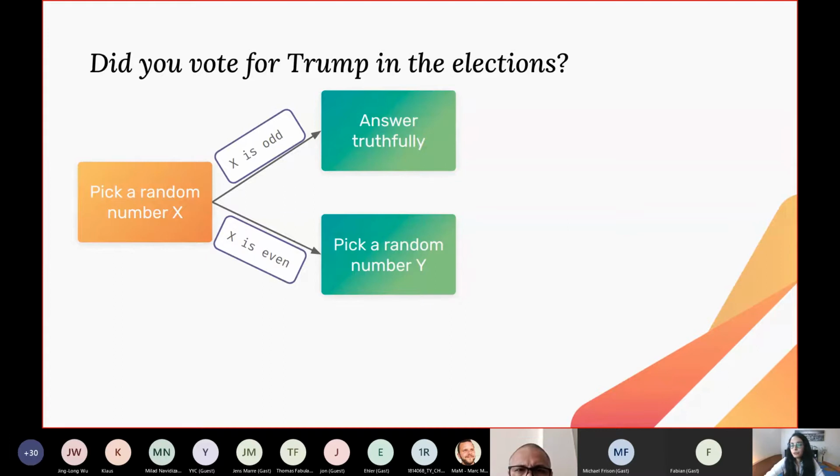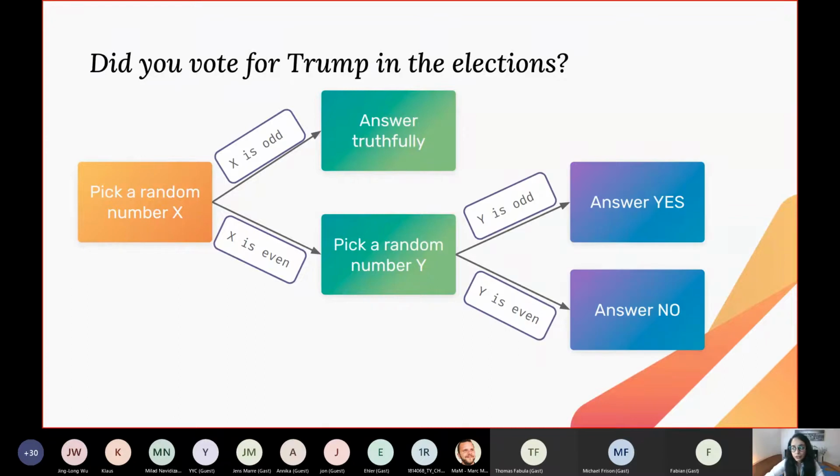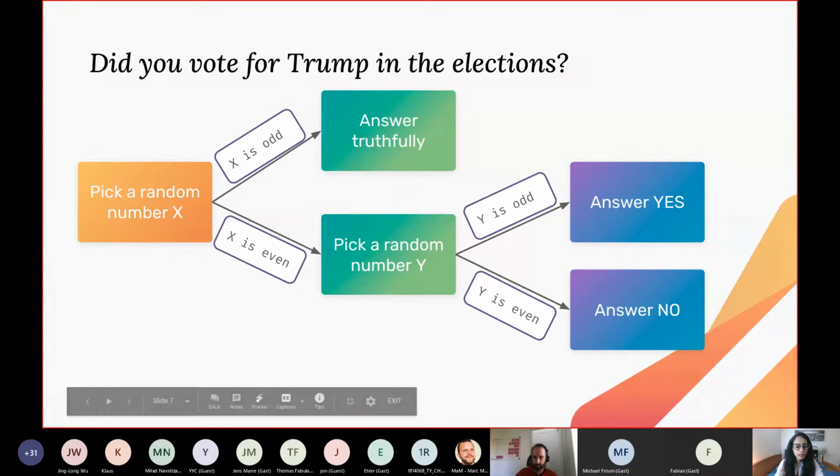If you would have voted for Trump in the elections or not, I'll ask you to pick a random integer. In case the random number that you picked is odd, you're going to answer truthfully in the survey. In the case that the random number you picked is even, I'm going to ask you to pick another random number. If that second number is odd, you're going to answer yes. Otherwise, you're going to answer no.